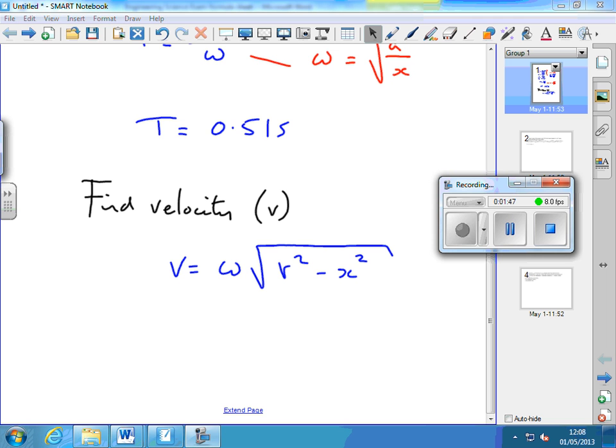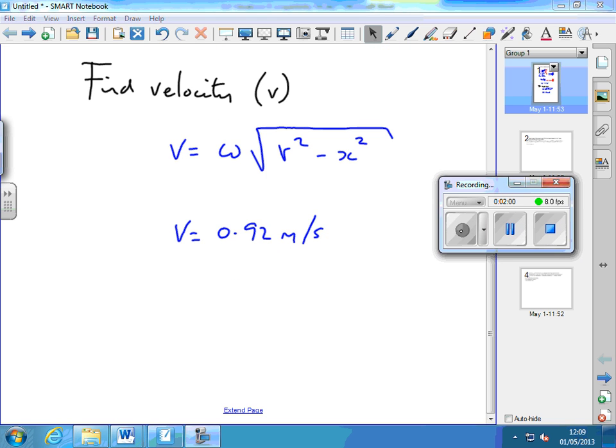So to find the velocity, again, the formula that you need is on the formula sheet. v equals omega root r squared minus x squared. Well, we know omega, r and x, so we can just plug the values in to calculate v, which turns out to be near enough 0.92 meters per second.